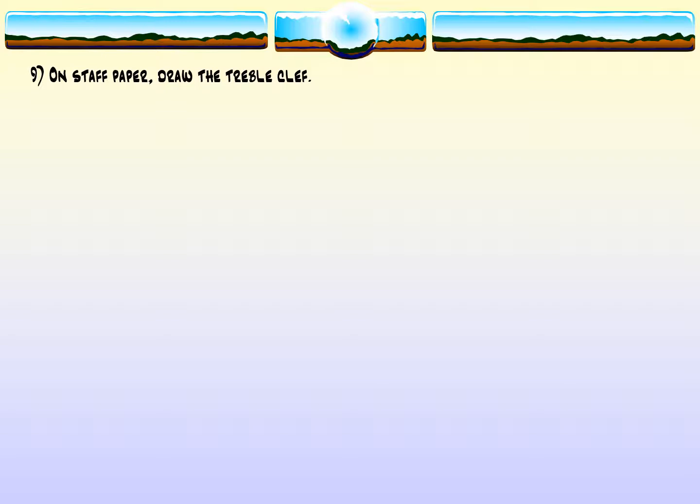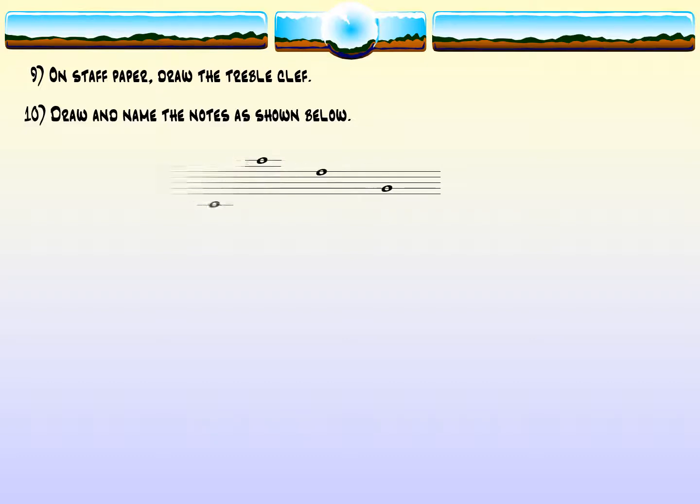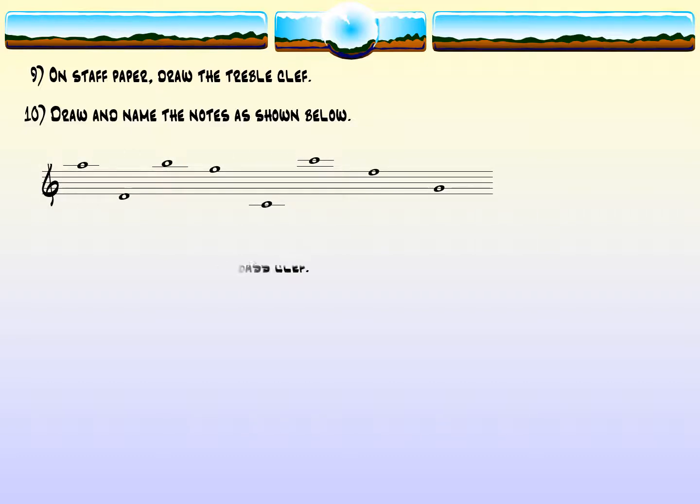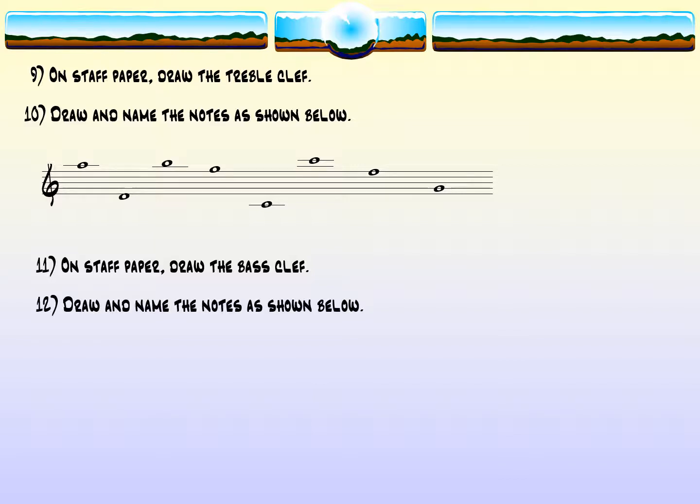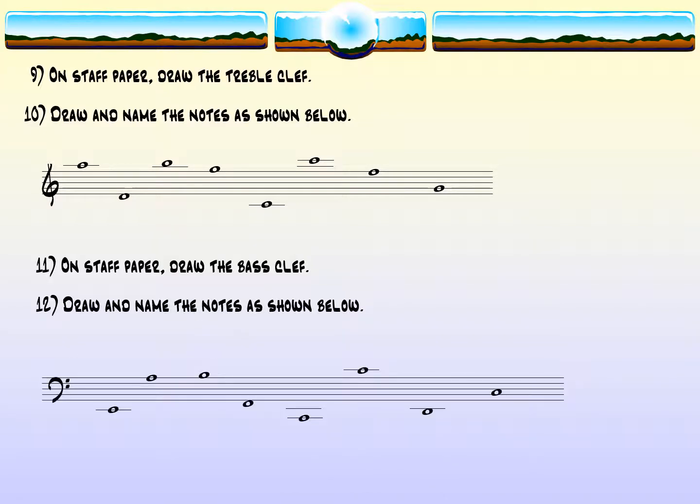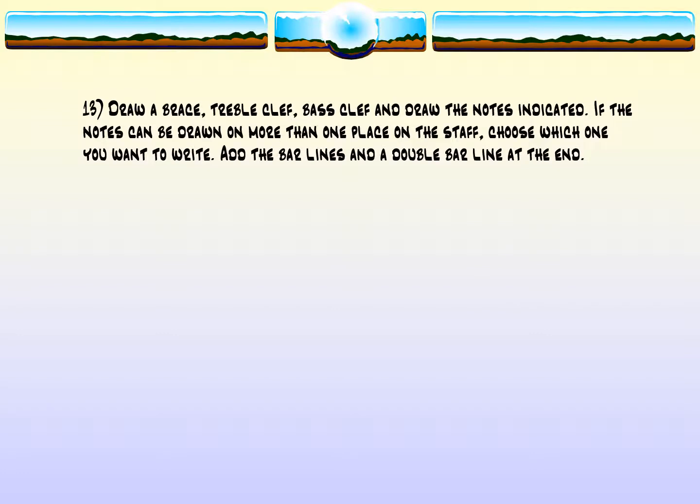On staff paper, draw the treble clef. Draw and name the notes shown below. On staff paper, draw the bass clef. Now draw and name the notes as shown below. Draw a brace, treble clef, bass clef, the grand staff, and draw the notes indicated. If the notes can be drawn in more than one place on the staff, choose which one you want to write. Then add the bar lines and a double bar line at the end.